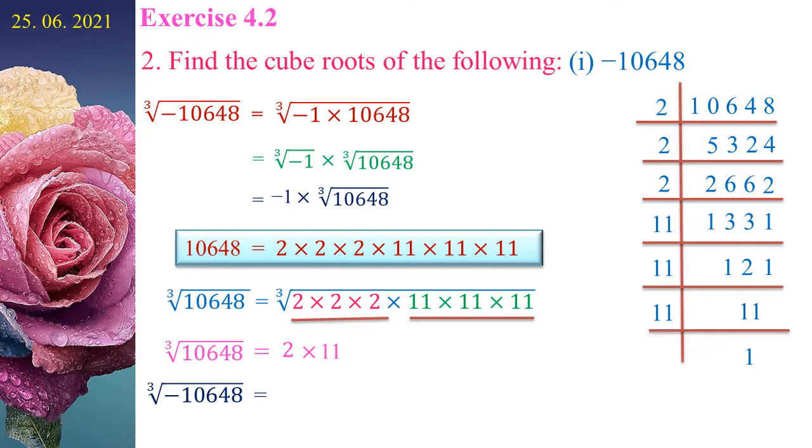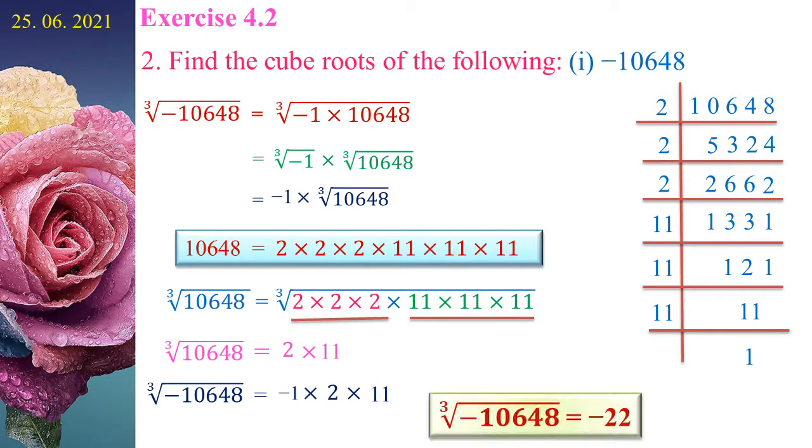So, cube root of minus 10,648 equal minus 1 into 2 into 11. So, the cube root of minus 10,648 is minus 22.